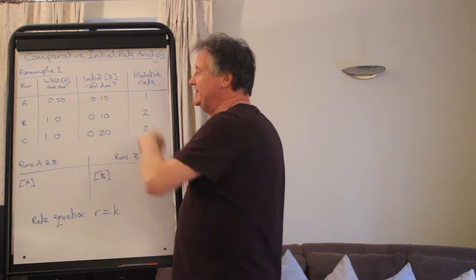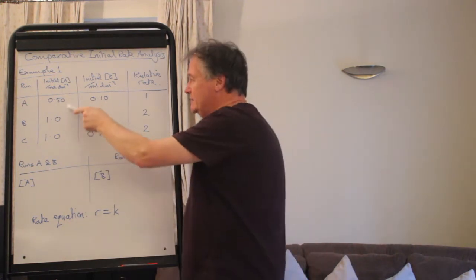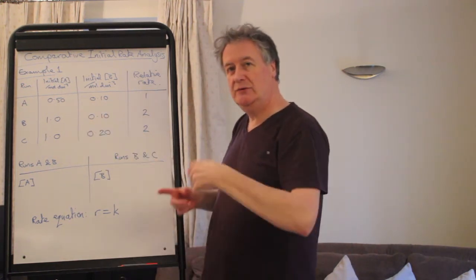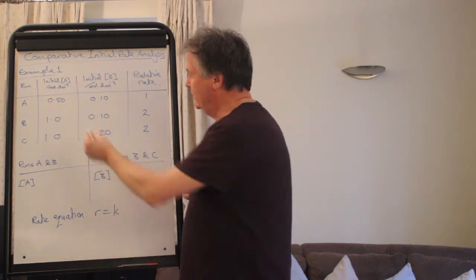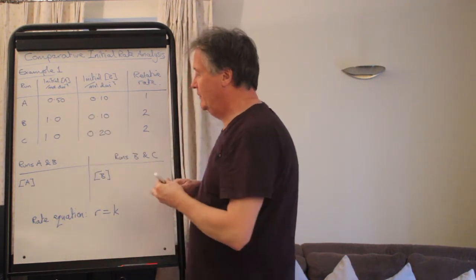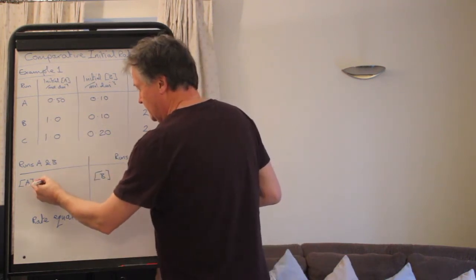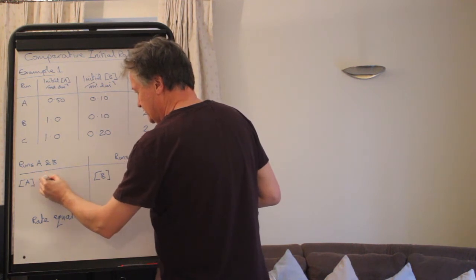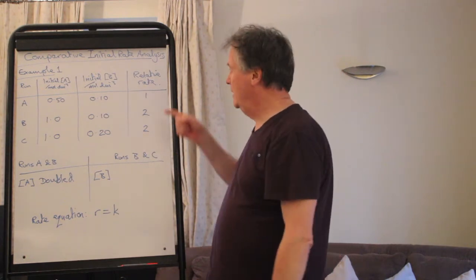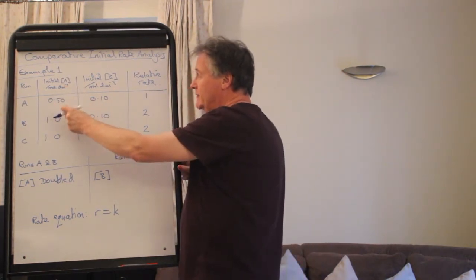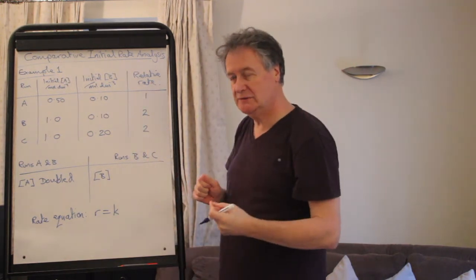So when you look at runs A and B, this is the same, it's only this one here that's changed. And you look at how many times one is of the other. In this case this one's twice that one. So in my analysis, which is being done down here, concentration of A doubled. Now when you double the initial concentration, this one hasn't changed, the rate, because it's relative, has also doubled.